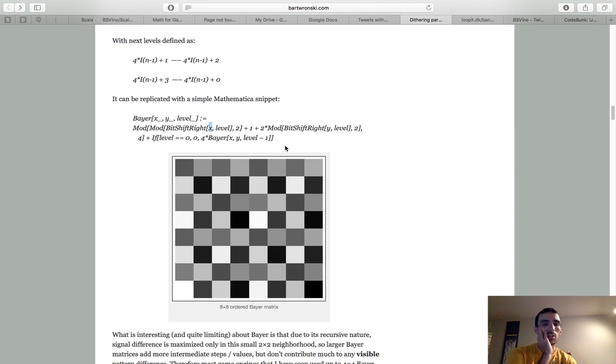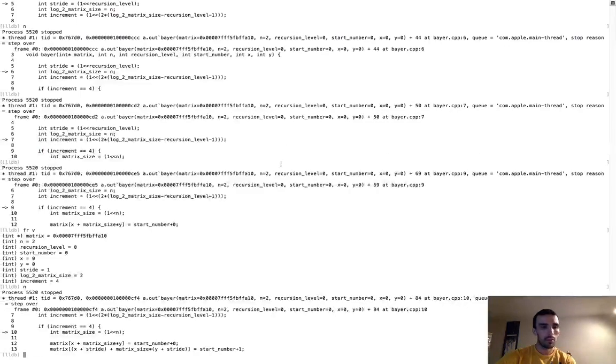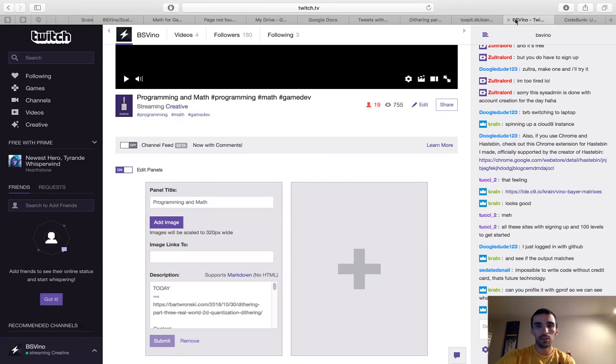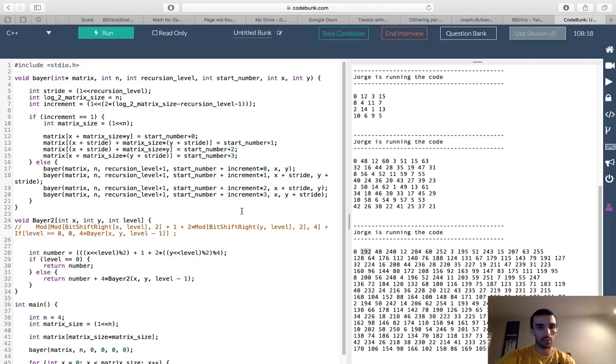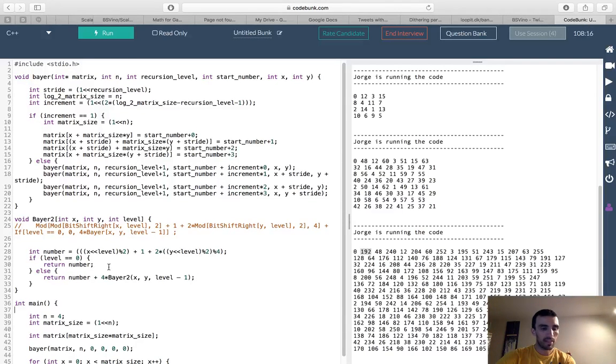It's like a recursive formula, I think, that defines the value of each pixel. But I don't know. I guess if level equals 0, yeah, so that must be it. So the way we do Bayer 2, I think, where's the code? Yeah, that's the way we do Bayer 2.